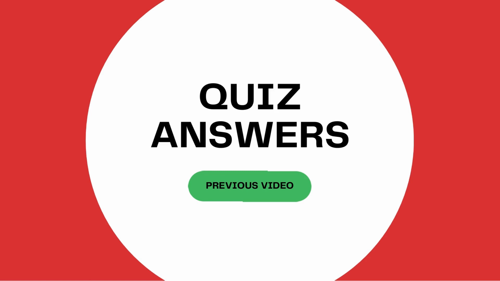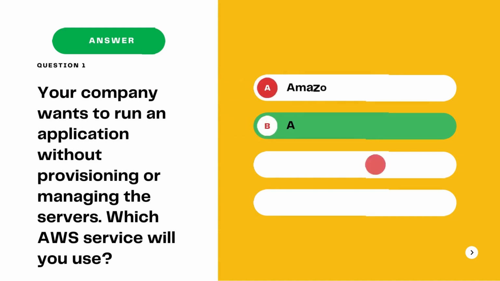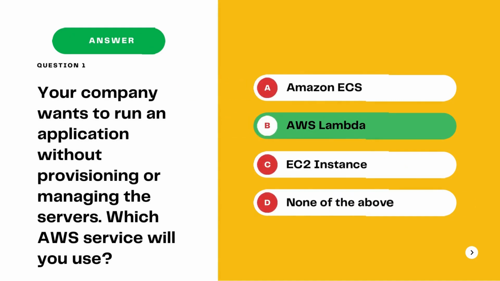Now, let's look at the answers for the quiz we had in the previous video. If you have not watched the previous video, you can watch it by clicking the I button above. The first question was, your company wants to run an application without provisioning or managing the servers. Which AWS service will you use?